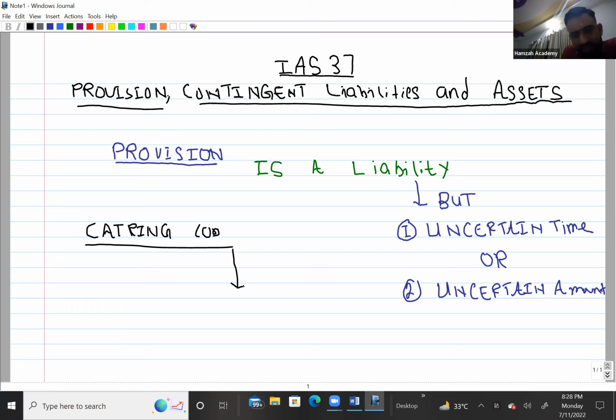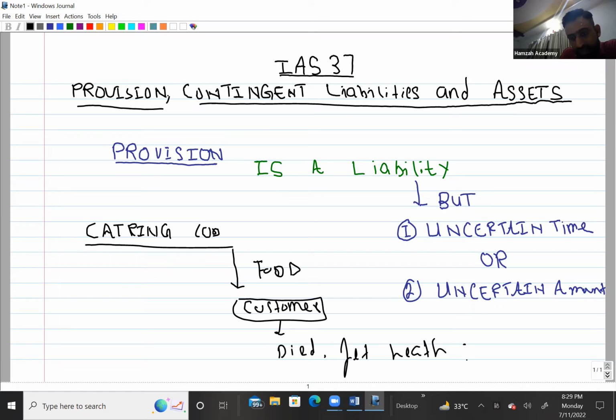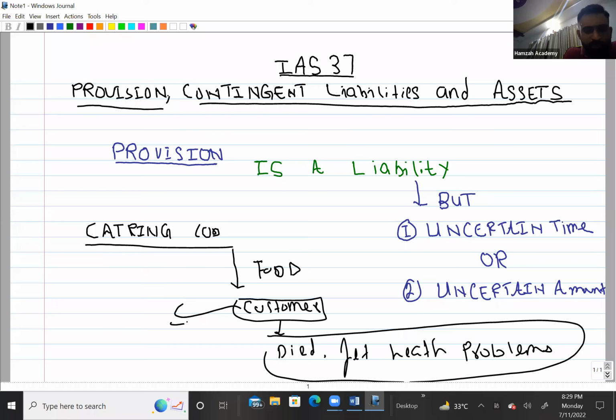This catering company delivered food to its customers, but due to the food, some customers died or got health problems. So the customers went to court and filed a case against the company.